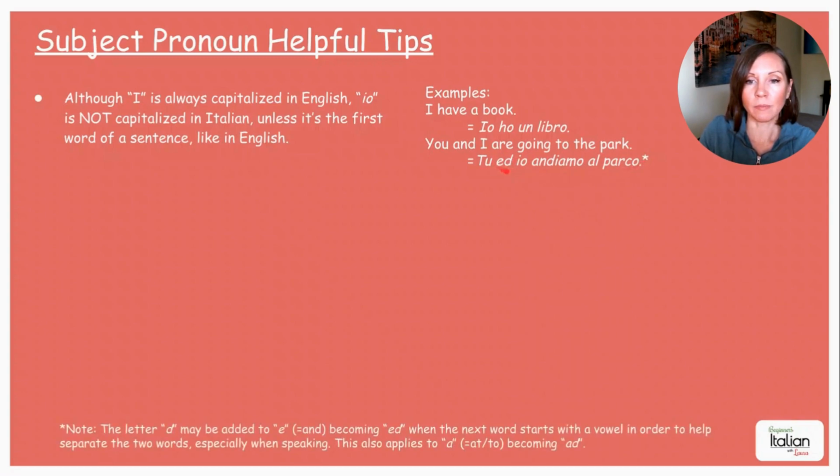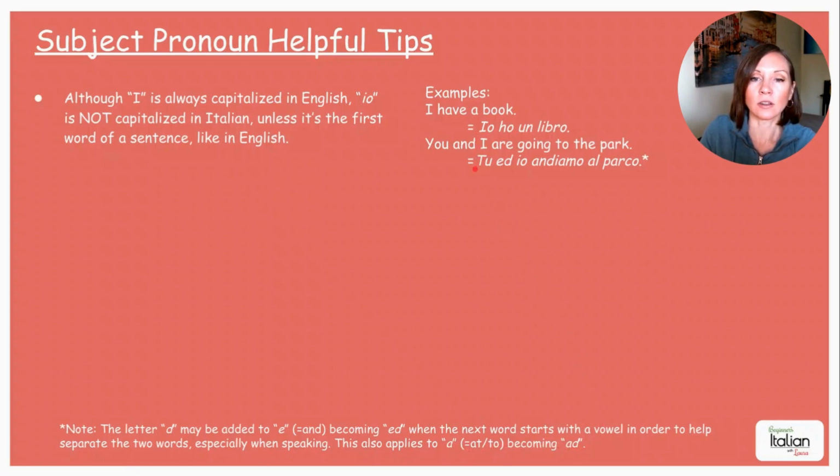And you may have noticed that I used a D here, if you're familiar with Italian at all. So I'll just explain real quick here. The letter D may be added to E, meaning "and," or A in Italian, becoming "ed," when the next word starts with a vowel, in order to help separate the two words, especially when speaking. This also applies to A, meaning "at" or "to," becoming "ad."